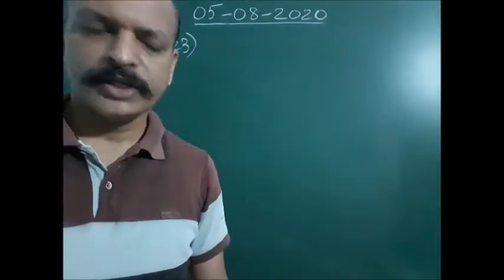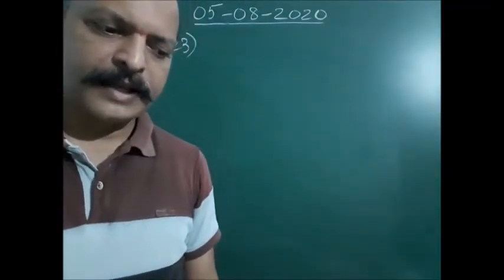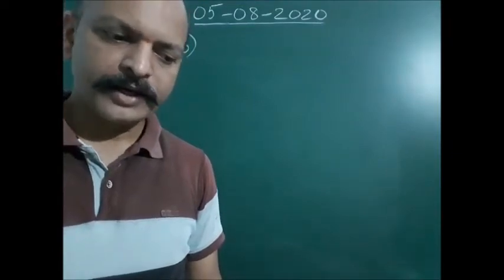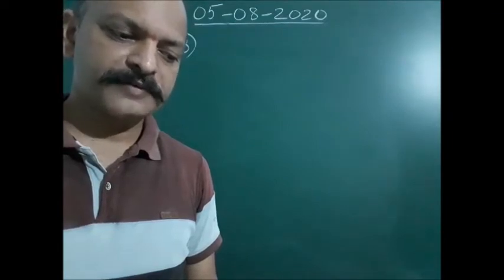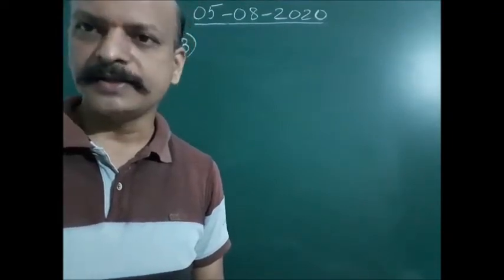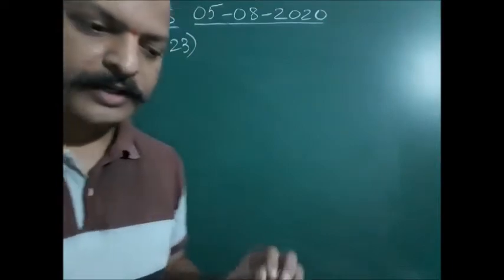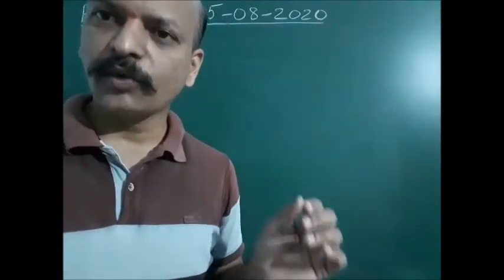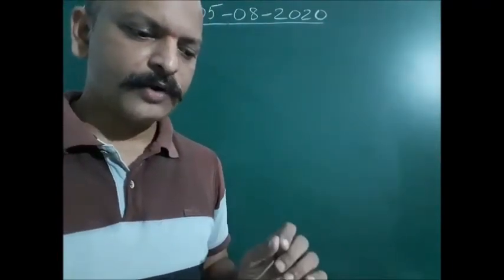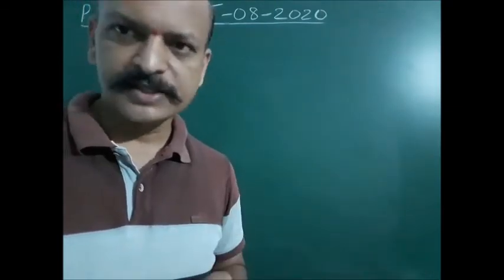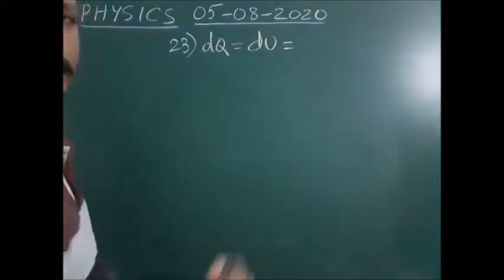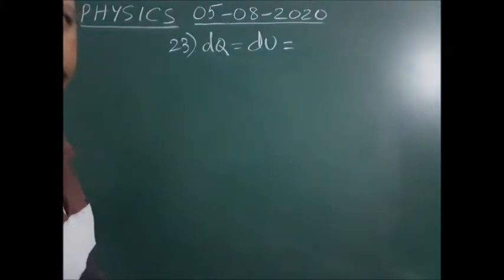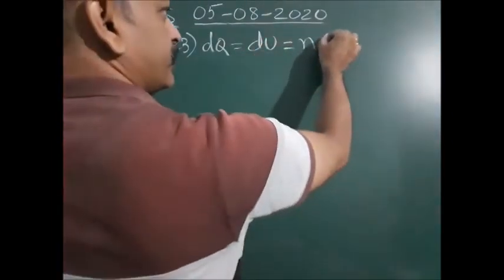Let us see question number 23. A cylinder of fixed capacity 67.2 liter contains helium gas at STP. The amount of heat required to raise the temperature of the gas by 15 degrees Celsius is, okay, so here a fixed capacity means constant volume. At a constant volume, heat required to raise the temperature is asked. So that is nothing but heat required to raise is dU equals dU, because volume is constant. dU is given by n Cv dT.